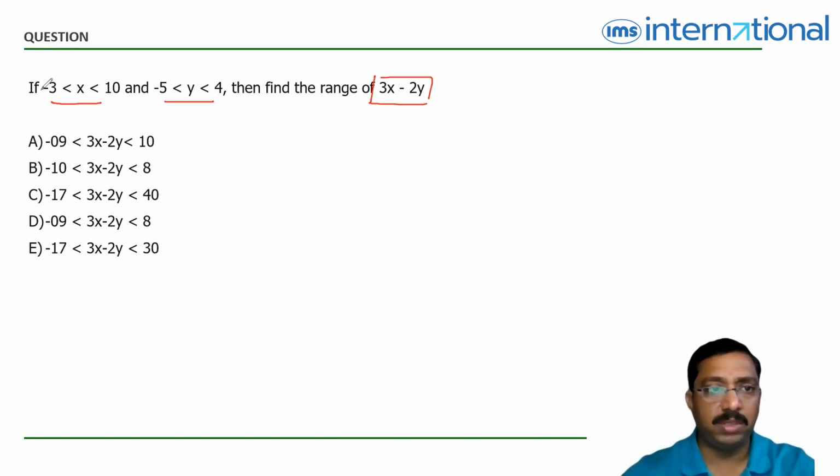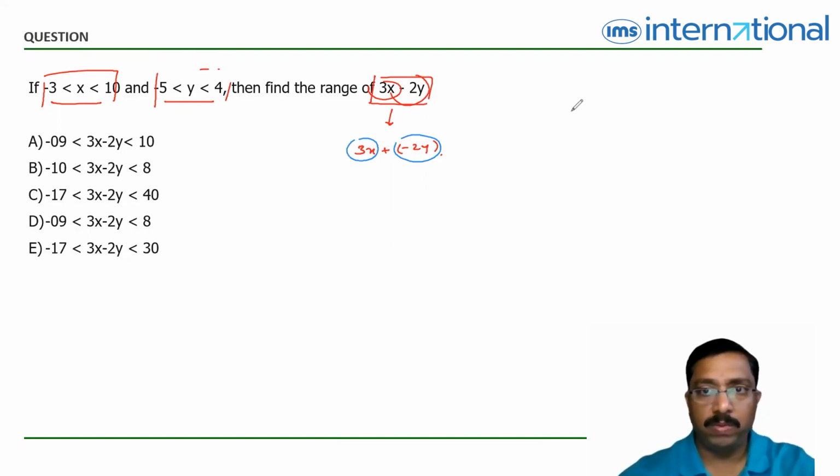First of all, observe that you have the limits for x, but not the limits for 3x. You have the limits for y, but not the limits for minus 2y. You can rewrite this expression as 3x plus minus 2y. So you see that you have the limits for x and y, but not for 3x and minus 2y. So from the given information, let's try to figure out the limits for 3x and minus 2y.